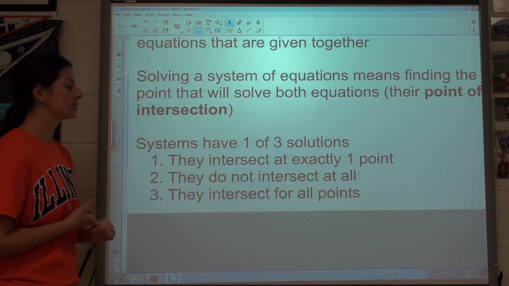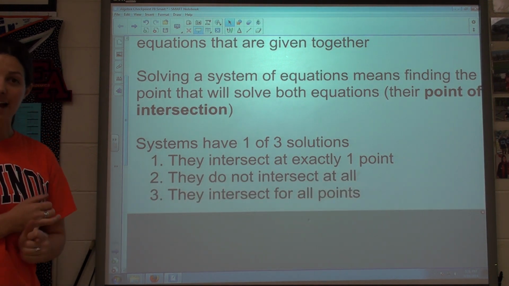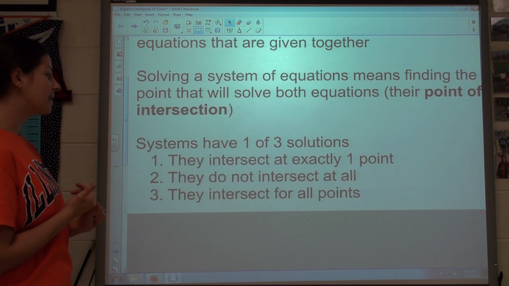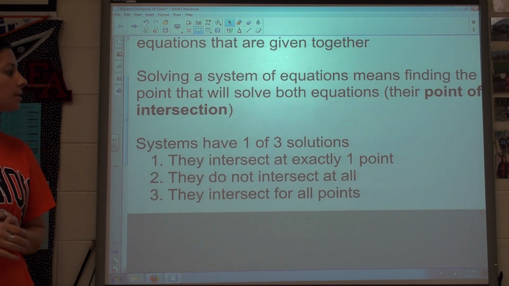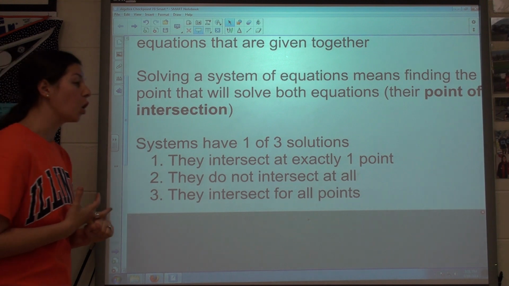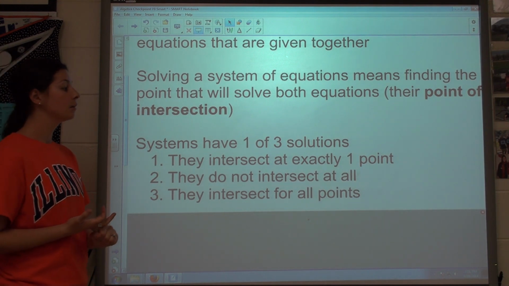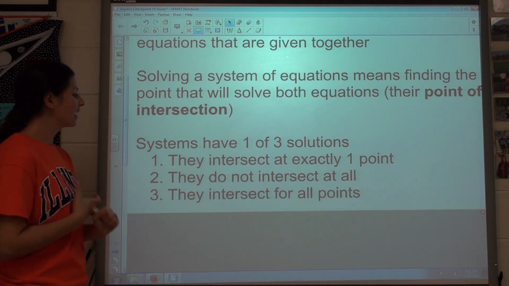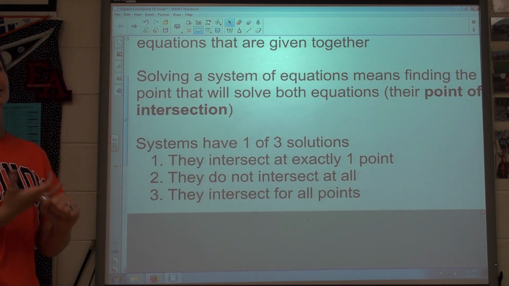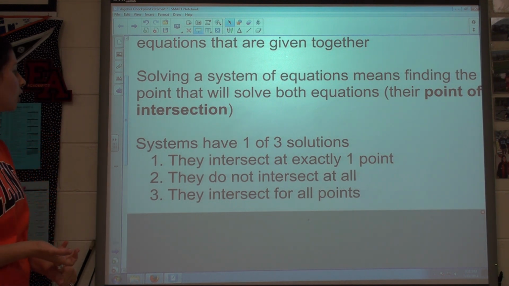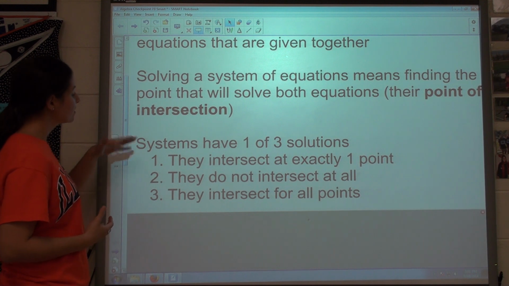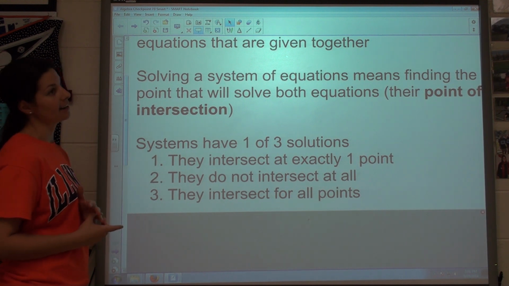Systems have one of three solutions. They intersect at exactly one point, which we call independent, and we'll be looking at that in a minute. They do not intersect at all when the lines are parallel, which has no solution. They intersect for all points, which means the lines are the same and they are all real numbers. This video is going to focus on when they intersect at exactly one point.